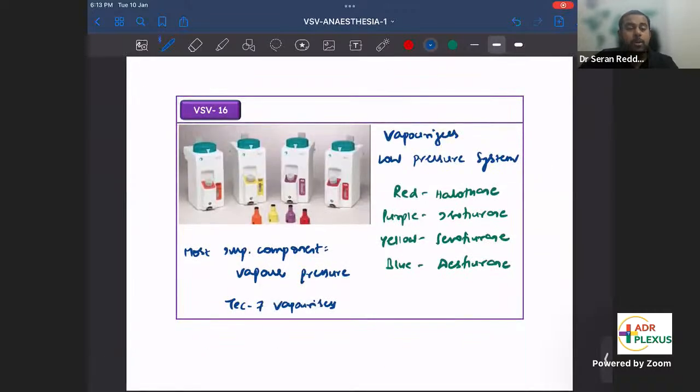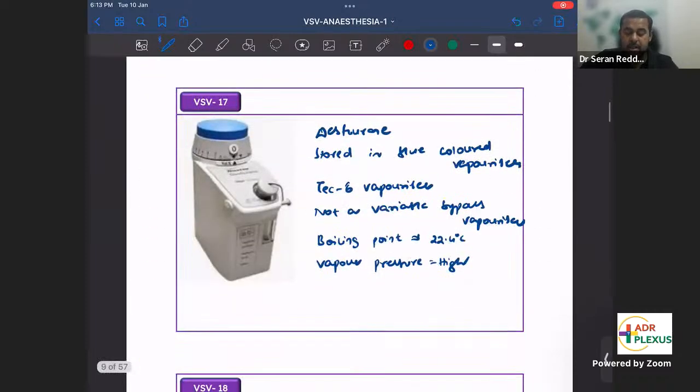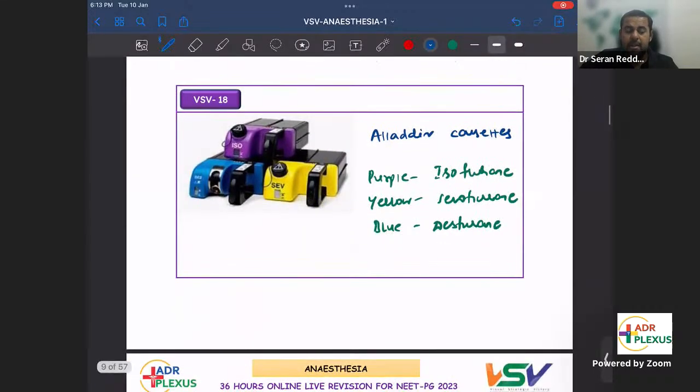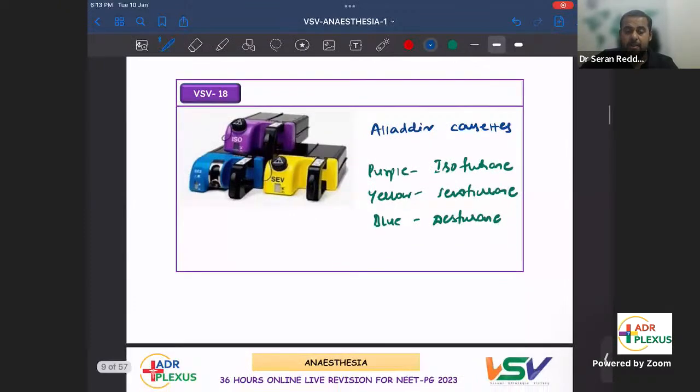Then these vaporizers, low pressure system, along with rotameters and common gas outlet, the most important component is vapor pressure. These are all mainly Tec 7 vaporizers: red halothane, purple isoflurane, yellow sevoflurane, blue desflurane. But desflurane is different, where it is stored in blue color vaporizers, and it's a Tec 6 vaporizer. It is not a variable bypass vaporizer. Its boiling point is 22.4 degrees. Vapor pressure is high, and these are Aladdin cassettes. Similar color coding, but this looks like Aladdin cassettes.